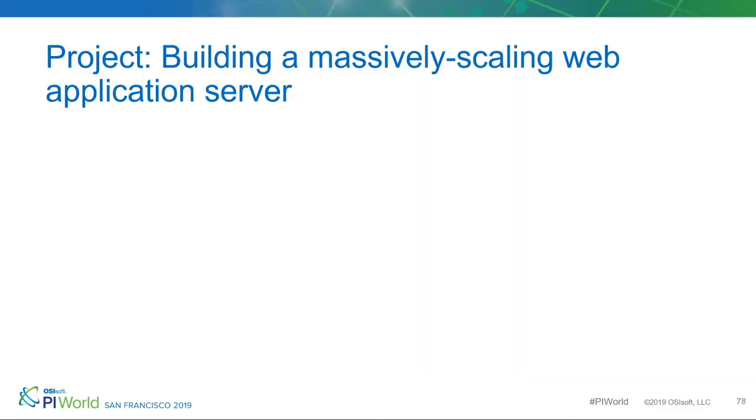So, now that we've started on our way to doing concurrent programming, let's do a project. We're going to do a massively scaling web application server that's going to have 50,000 users. Let's say it's an OMS display or something like that. Now, I know what you're thinking.